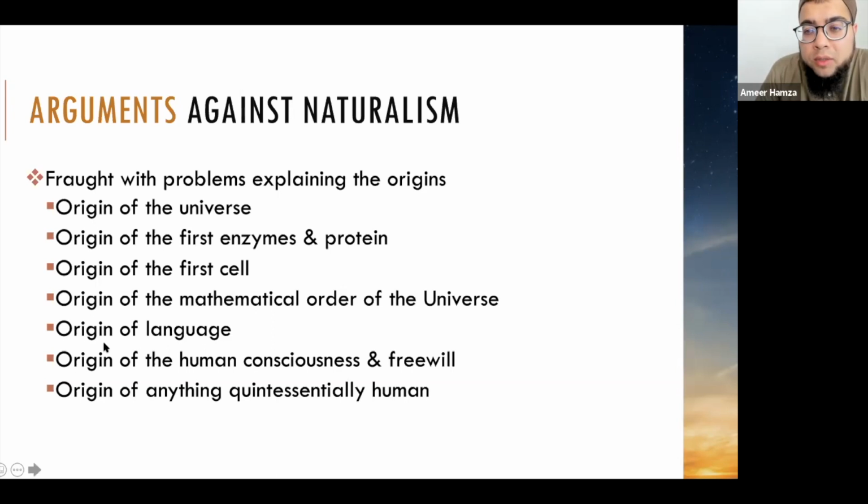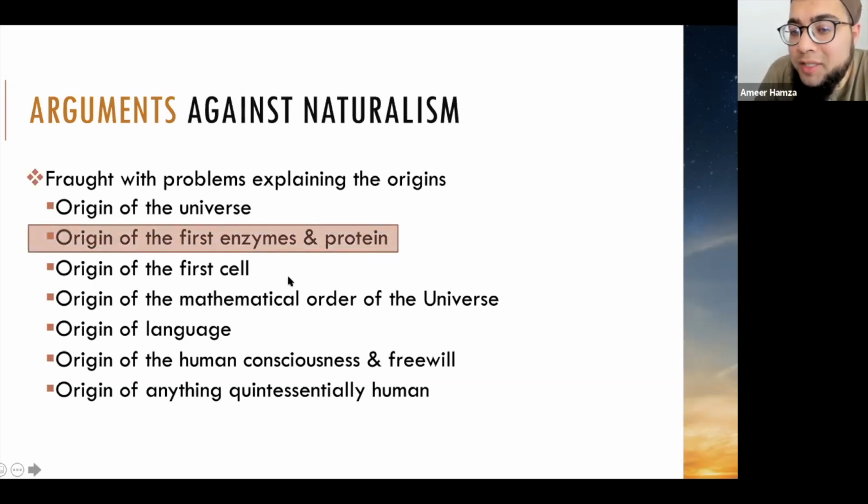For now, what I like to do is just focus on one thing on this list, and that is the origin of the first enzymes and the protein. Why is this such a big issue for a naturalist? Sister Noura says, I'm just confused on how it would help with survival, because when they face oppression from their society because of their naturalist beliefs, wouldn't that decrease their ability to survive?